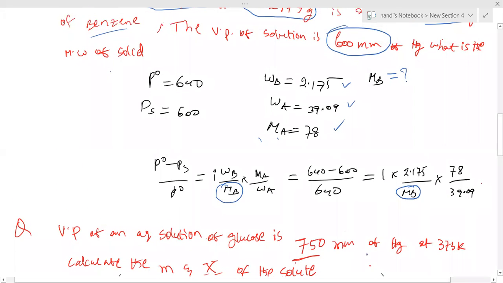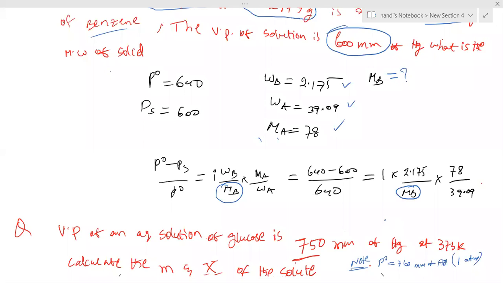Under note, you can write: if P naught is not provided, it should be 760 mm of Hg or 1 atm, the atmospheric pressure. If they use any percentage in the question, like 20% or 30%, then you take P naught as 100. If they are not giving a percentage, you can take P naught as 760.